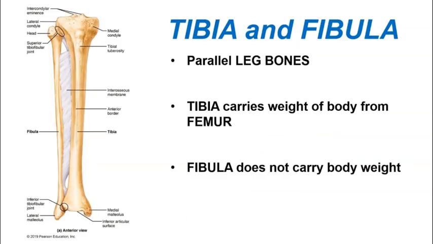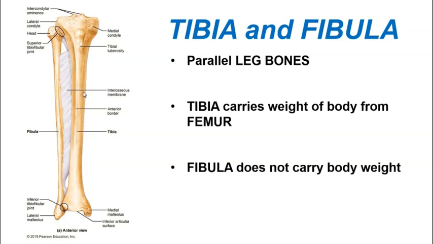Moving more distally, we'll take a look at the bones of the leg. We're going to be referring to the bones that are located between the knee joint and the ankle joint. There are two bones in parallel here. The lateral bone is referred to as the fibula, and the medial bone is referred to as the tibia. So we see two bones in parallel in much the same fashion that we saw two parallel bones in the antebrachium, or the forearm.